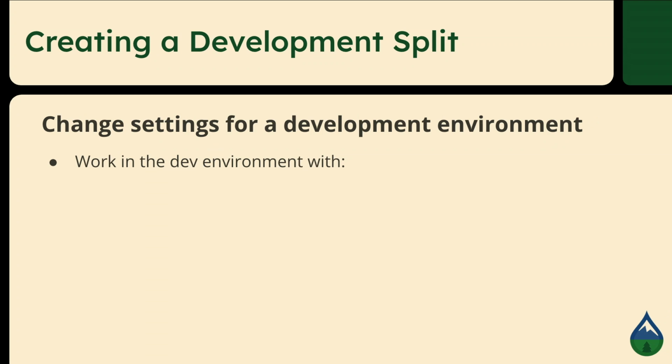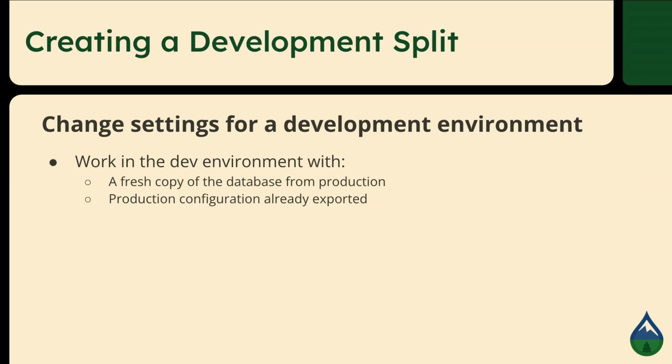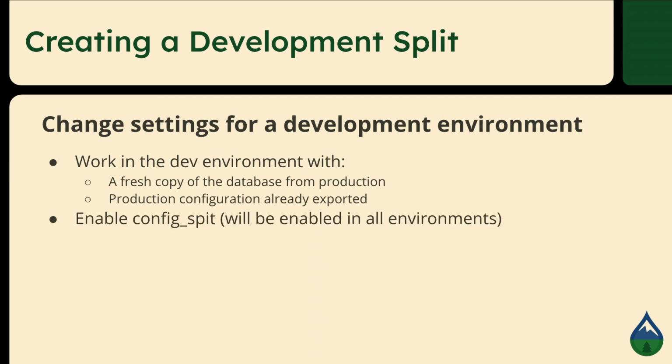You want to work in a development environment with a fresh copy database from production and configuration exported. So you know that when you start messing with things and exporting configuration, you only get these new development changes that you've made. First thing you need to do is enable the config split module. I already have it enabled. Config split is active on every environment, including production, but that's the only configuration change in production. Otherwise, production just has the standard config that you've exported.